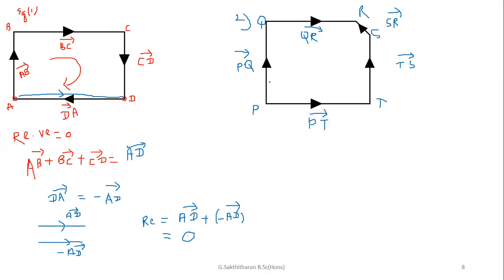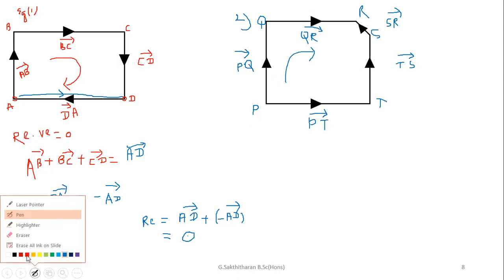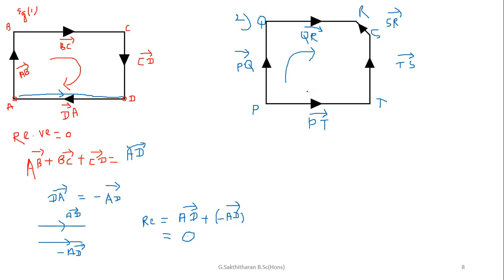The vector PQ and QR same direction, clockwise direction. Another PT and TS and SR, those are anti-clockwise direction.